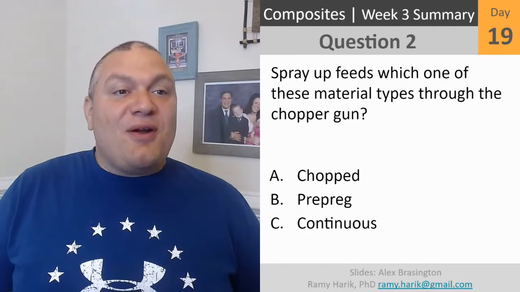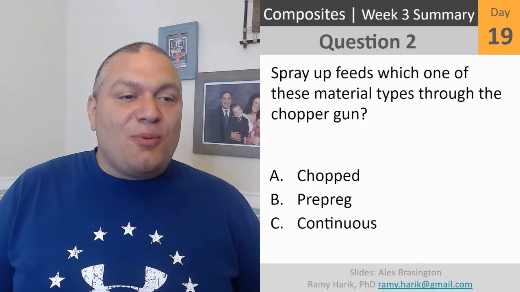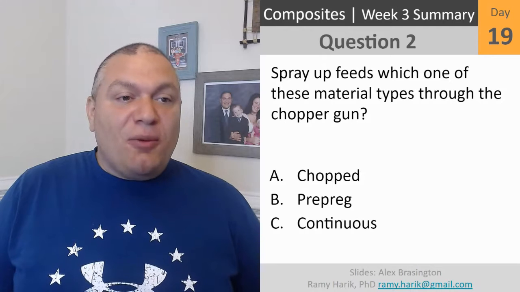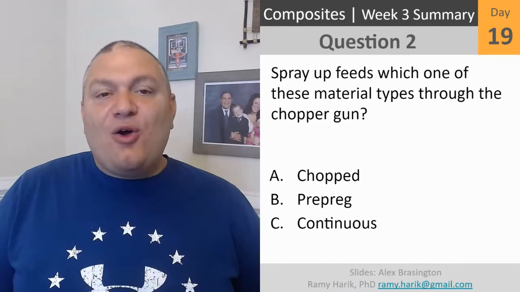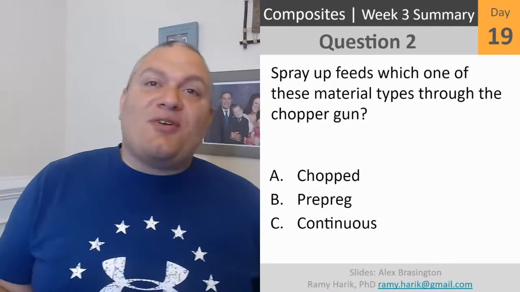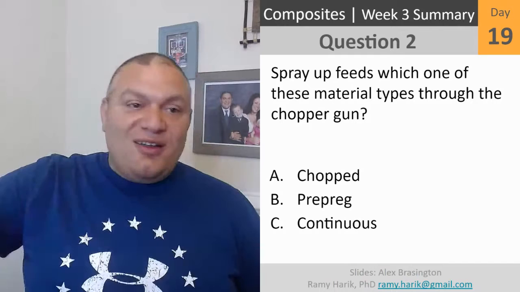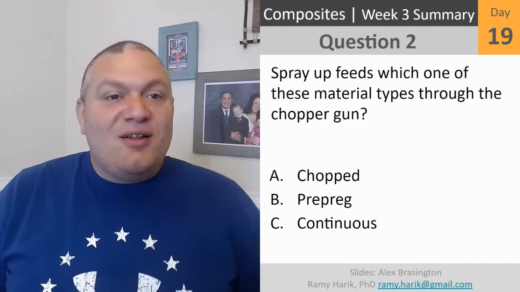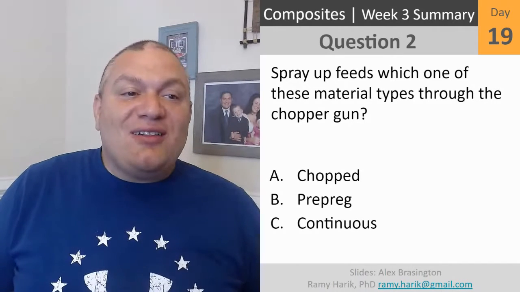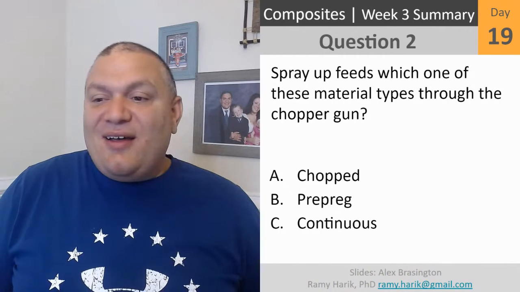Question 2, spray up feeds which one of these materials through the chopper gun? Is it chopped fiber, pre-preg, or continuous? So we're talking about the spray up process where you're holding the spray up gun and you're shooting to the part. So what is the kind of material that we have through the chopper gun?